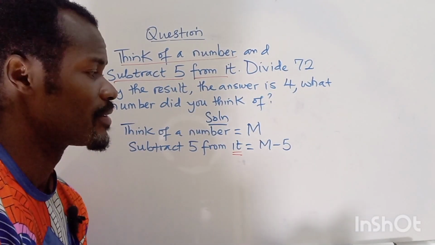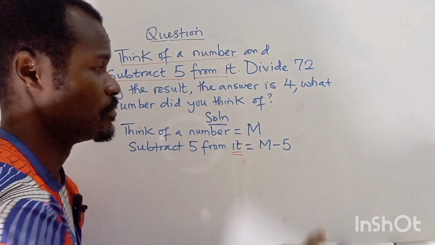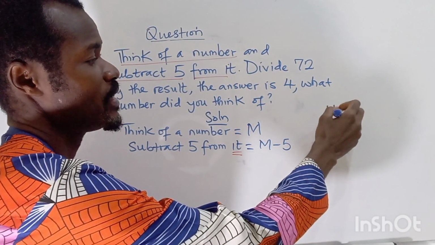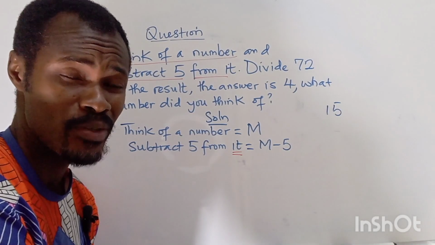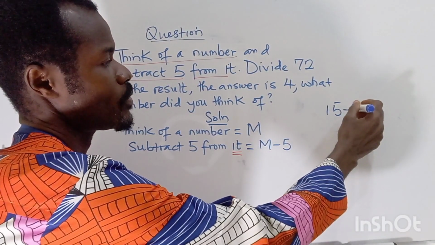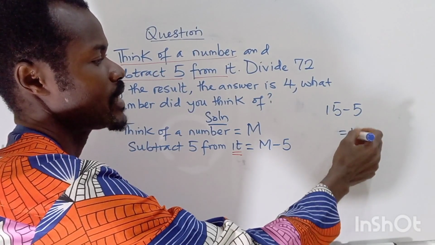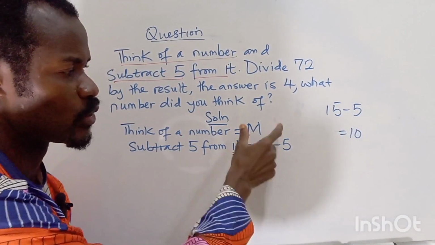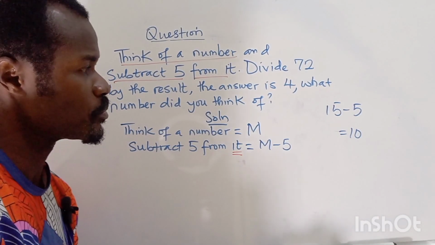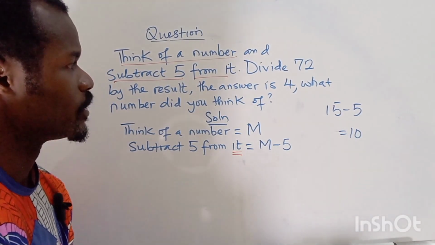It's just like if I say, think of a number, and let's say that number is 15. And I ask you to subtract 5 from it. So we are going to subtract 5 from this, which is 10. So that is what we have just done here. Now let's follow the next statement.